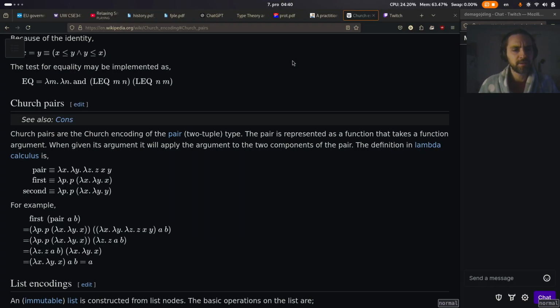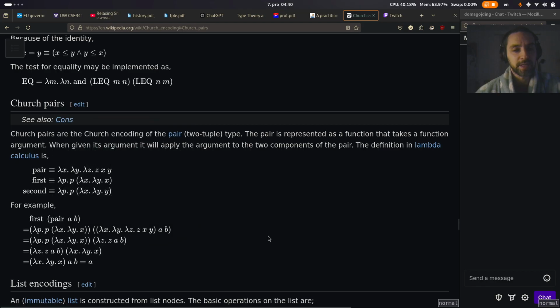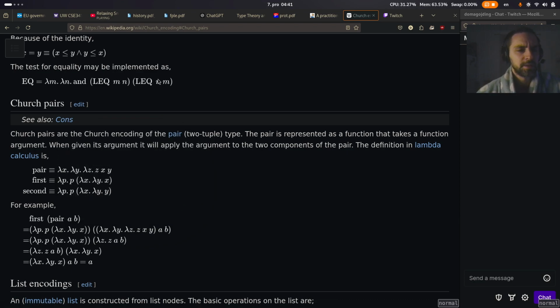Make pair, and then I learned about church pairs. Check this out. I had no idea about this. So church pairs, and look at this, see cons. So I know cons from Lisp, and also, okay, first I heard about cons in Lisp, but also in Haskell, right? So with cons, you cons things. Church pairs cons things. So you cons a list, you create a list, right? With cons. 1 cons 2 and so on.